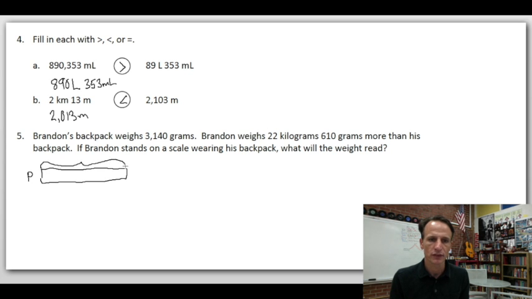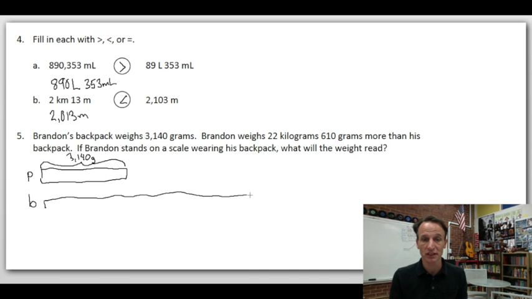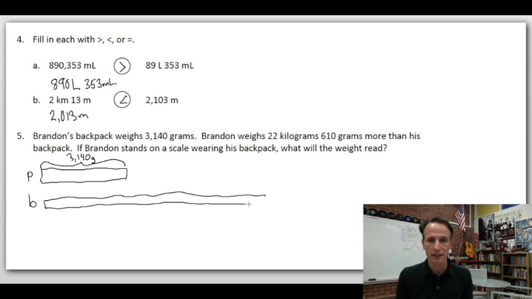And what's the weight of the backpack? It is 3,140 grams. Now Brandon, the feller, he weighs 22 kilograms, 610 grams more than the backpack. So it's going to be the backpack and then 22 and change kilograms more. So really, I should make this line super long, but I'm going to stop there because of space constraints. It doesn't have to be perfectly proportional. We get the idea that Brandon weighs more than a backpack.